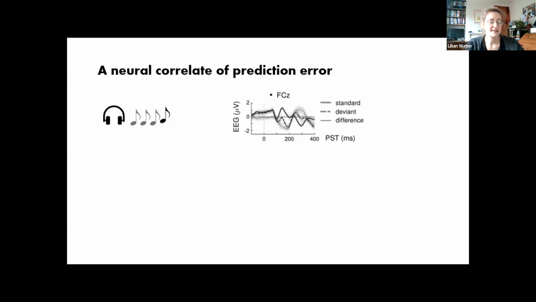And what you will see is that the neural response that you measure using, for example, EEG, is different for the tones that are predictable or follow the rule, that we call the standard tones, than it is for the tones that break the rule, that we call the deviants. And in particular, you will see this very stereotyped negativity in response to rule-breaking tones or deviants.